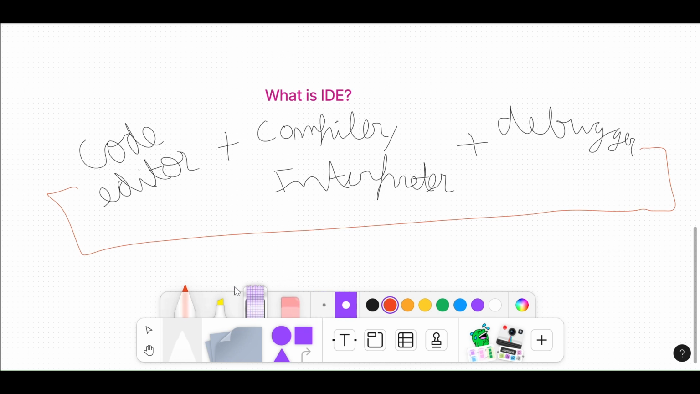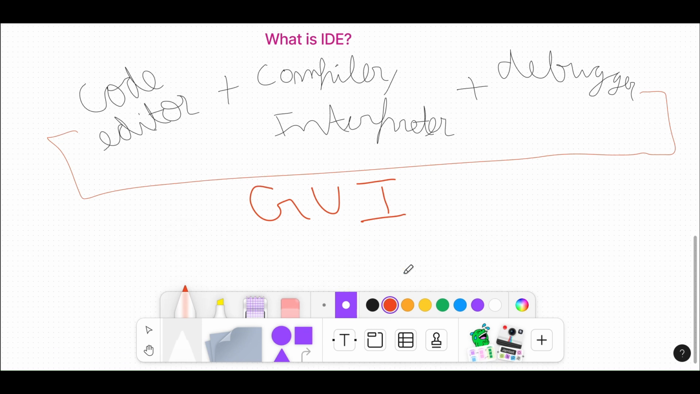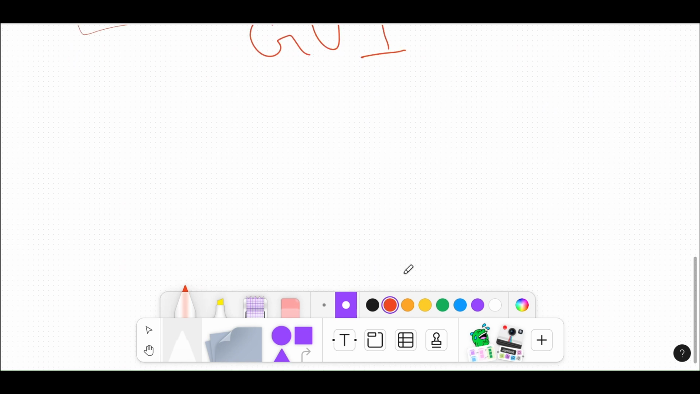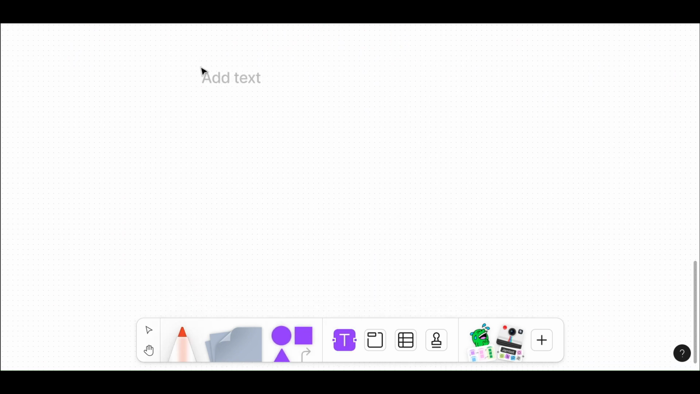All this is done in a graphical user interface. You must be wondering, what is a graphical user interface? It's just a way of presenting things that is very easy for us to interact with or use. That is all GUI, graphical user interface, is.